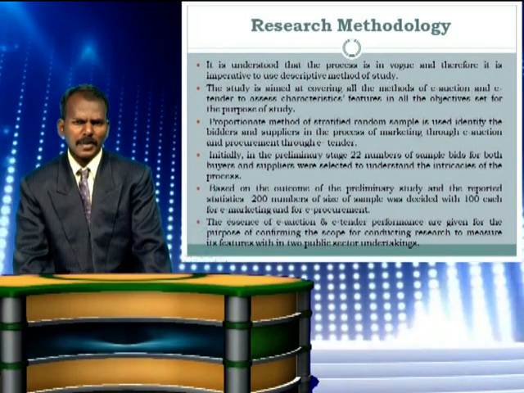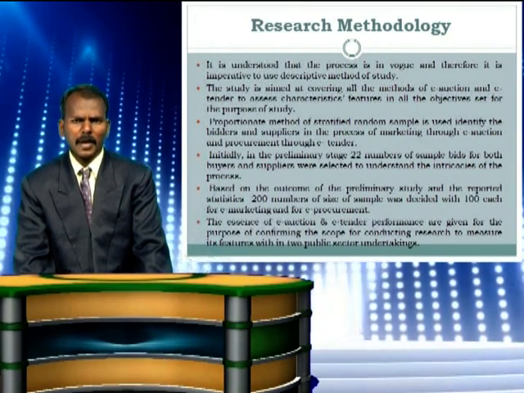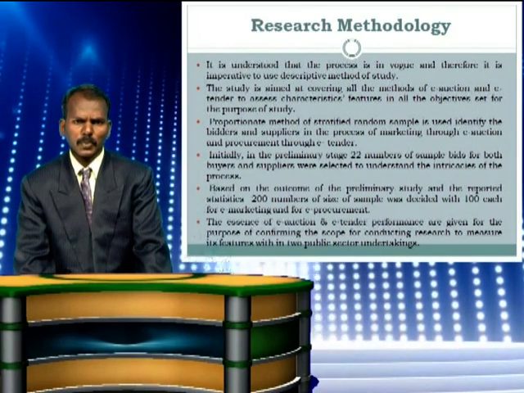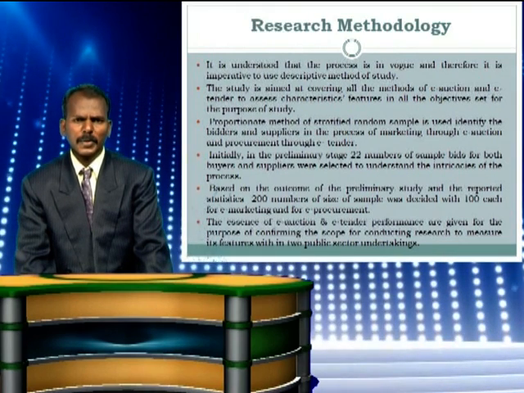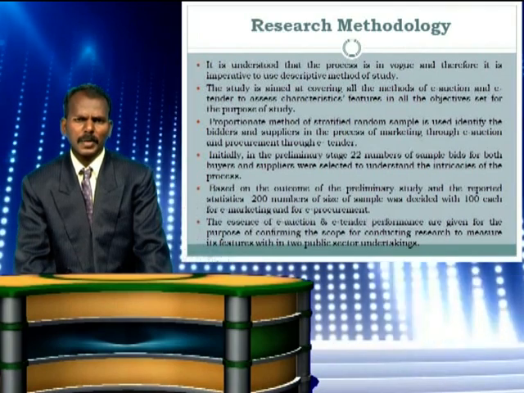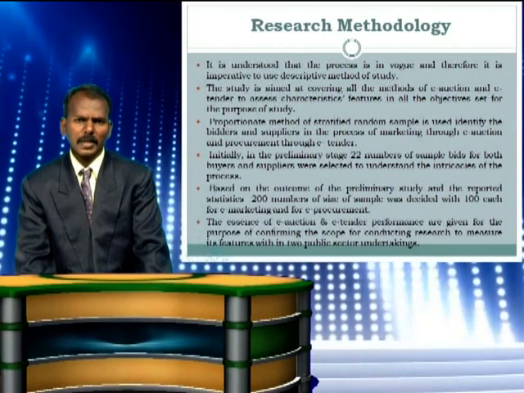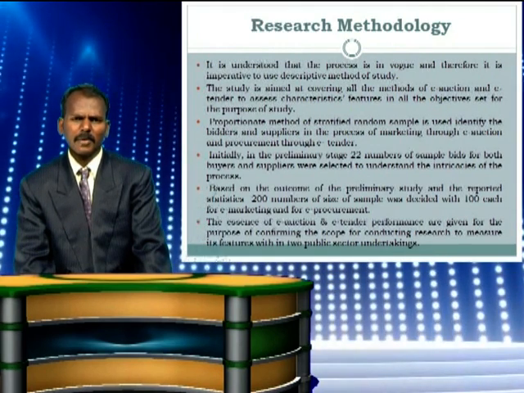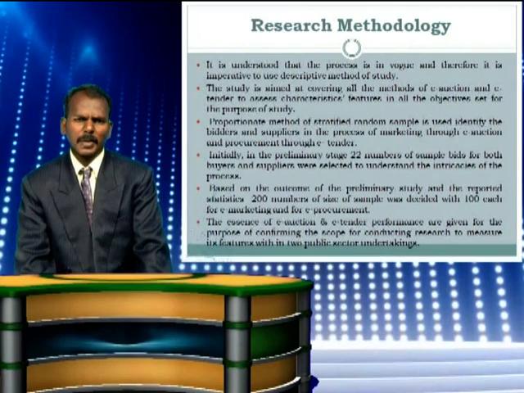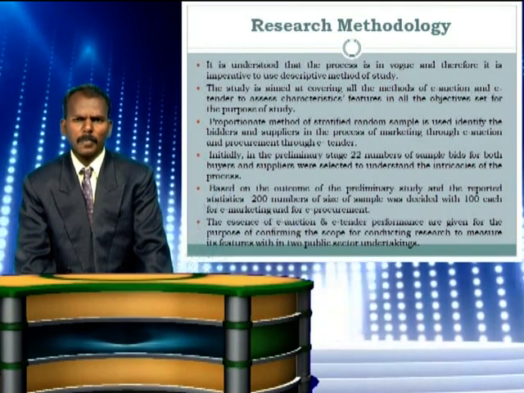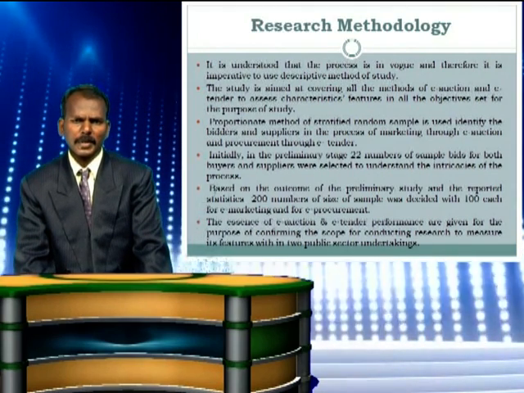Initially, in the preliminary stage, 22 sample bidders for both buyer and supplier were selected to understand the interfaces to the process. Based on the outcome of the preliminary study, a stratified sample size of 200 was decided, with 100 each for e-marketing and e-procurement. The essence of e-auction and e-tender performance is given for the purpose of confirming the scope of conducting the research in the future with the two public sector undertakings.